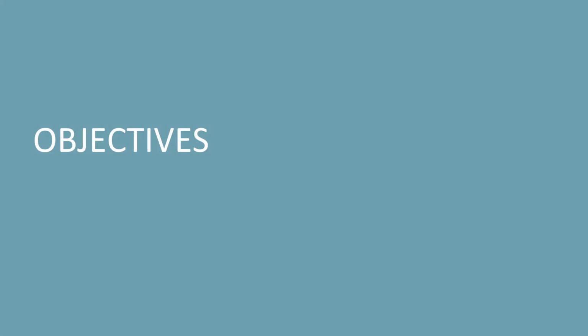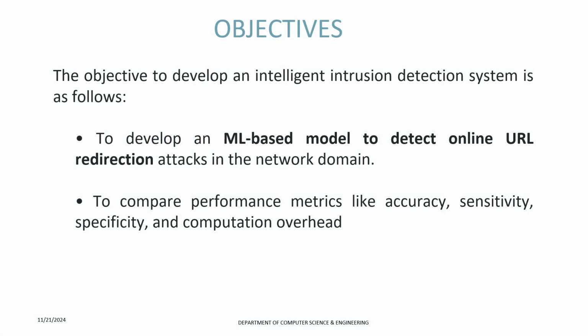Moving forward to the objectives of the research work. The first objective, as we discussed earlier, is proposing a machine learning model to detect online URL redirection attacks in the network domain. The second objective is comparing the performance, like accuracy, sensitivity, specificity, and computational overhead, with the other models.